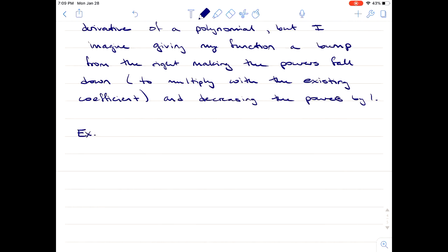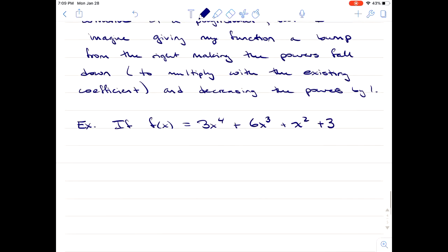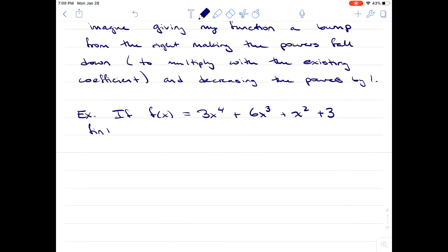I'll show you what I mean in an example. Hopefully it'll be a little bit better. So if f of x is 3x to the 4 plus 6x to the 3 plus x squared plus 3, find f prime of x.